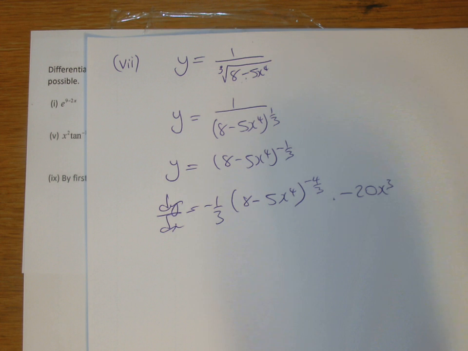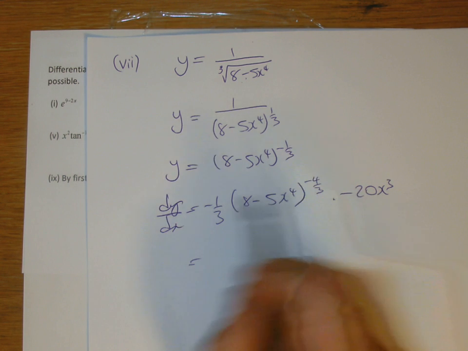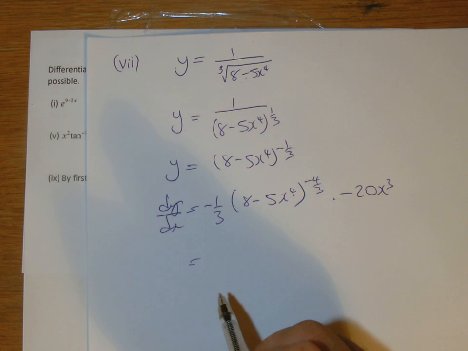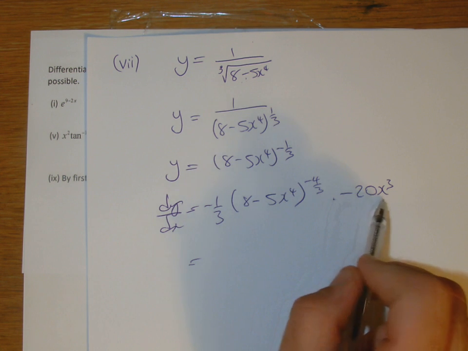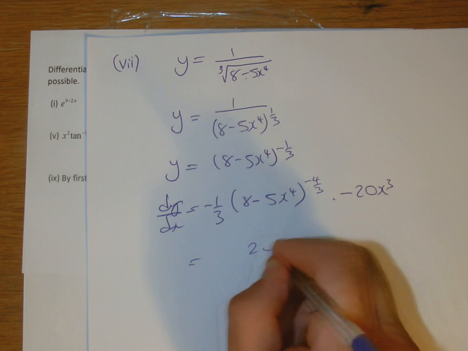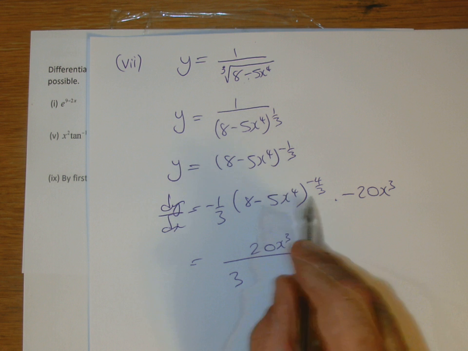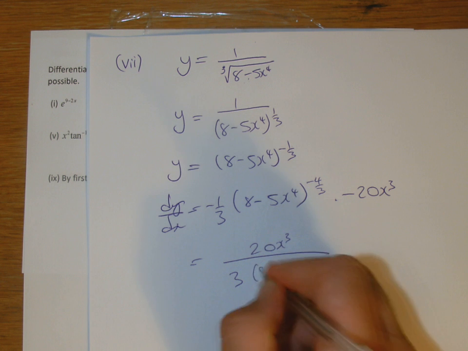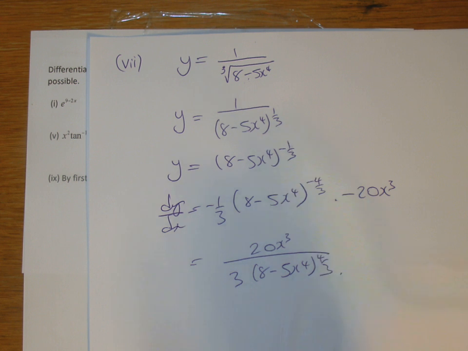x cubed. So your answer then will be, well, if you look now, you've got a minus and a minus, that becomes a plus. Minus times a minus is a plus. You've got 20x cubed on the top. On the bottom you've got 3, and you can take this down as well, and 8 minus 5x to the power 4, all to the power 4 thirds.